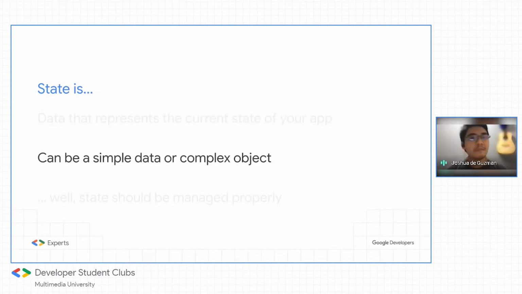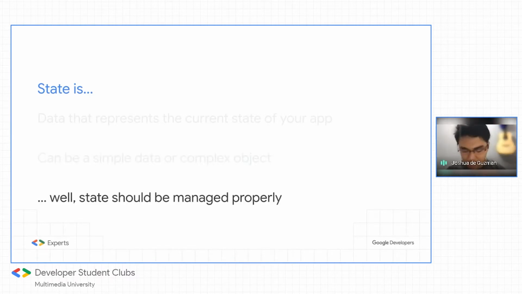Next, the state can be represented by a simple Boolean, probably something like isLoggedIn. That's a simple data type that you can use, or even a complex object. You can have a list of objects, a list of ever-changing objects. For example, you have a to-do list that changes based on some user input or derived state, and so on. And last but not least, the state should be managed properly.